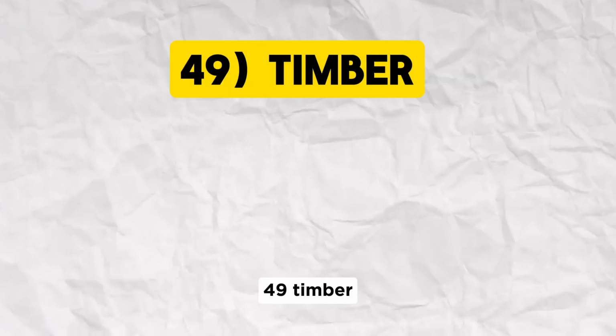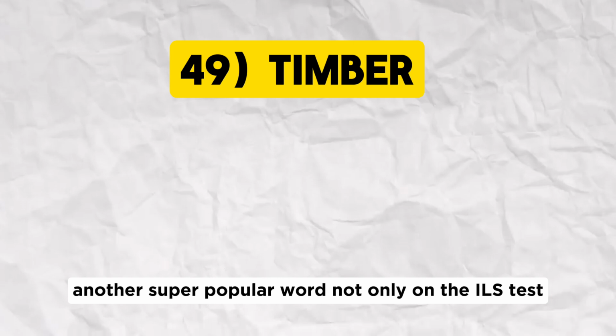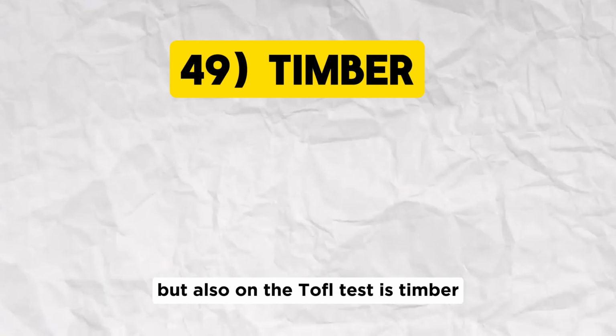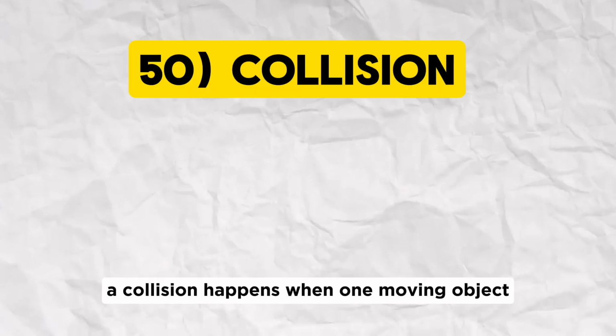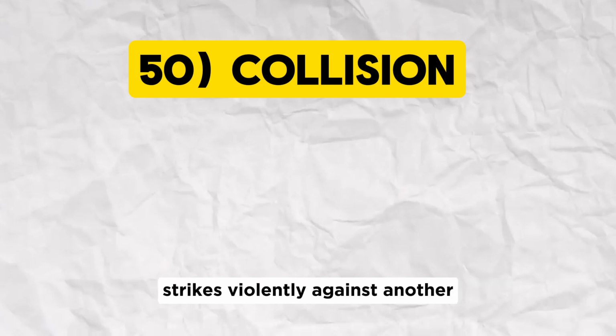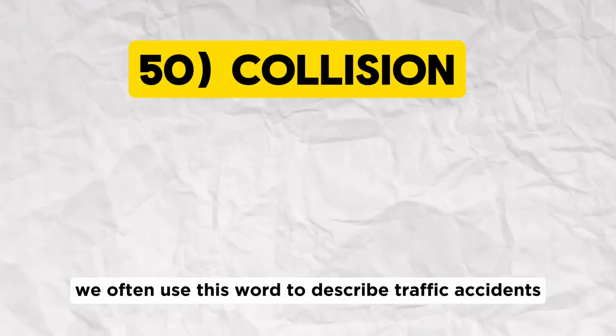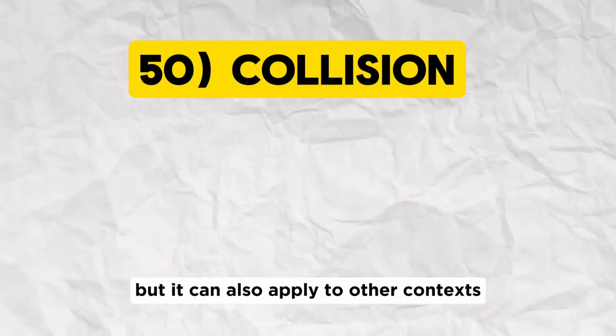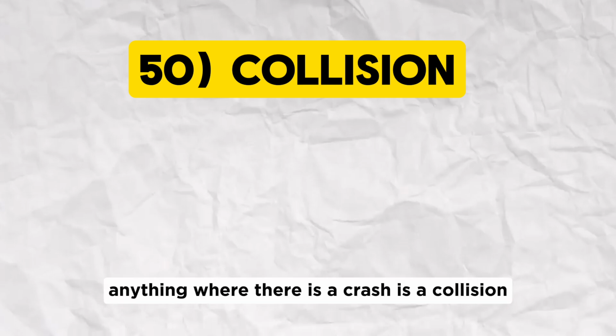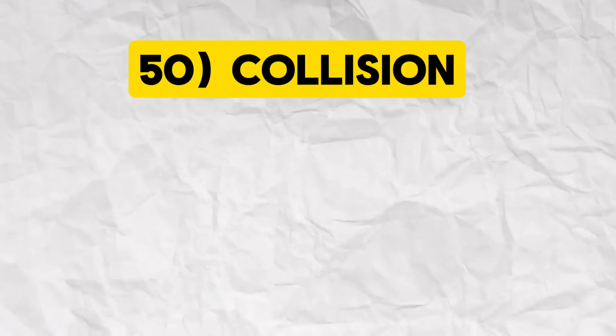49. Timber. Another super popular word not only on the IELTS test but also on the TOEFL test is timber. It's wood used for construction. 50. Collision. A collision happens when one moving object strikes violently against another, often resulting in damage. So, there is a crash. We often use this word to describe traffic accidents, but it can also apply to other contexts. For example, satellite collisions in space. Anything where there is a crash is a collision.